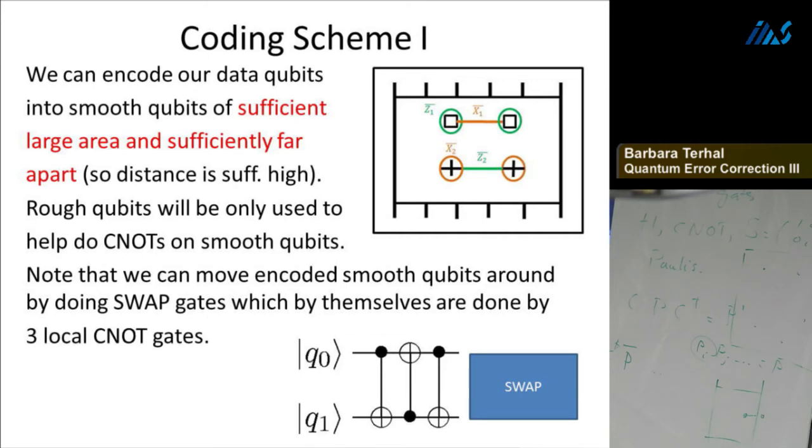There are actually two ways to do CNOTs by code deformation. One way was the way that Raussendorf et al. imagined, and the second one is more recent, by Horsman and so on.